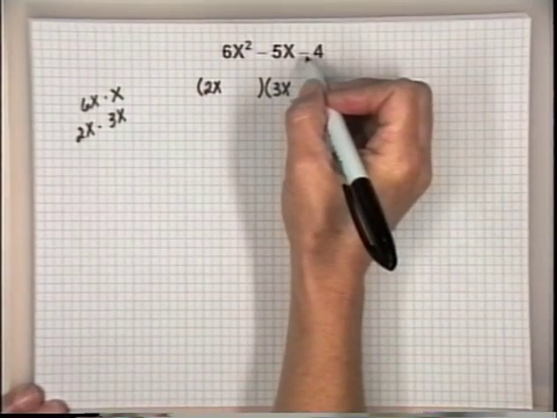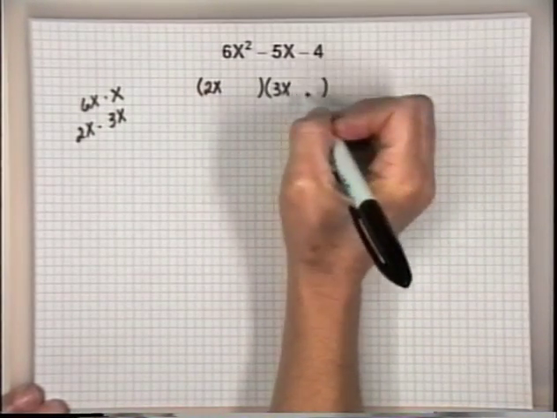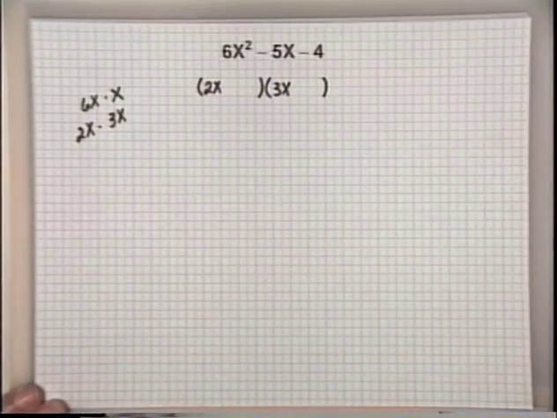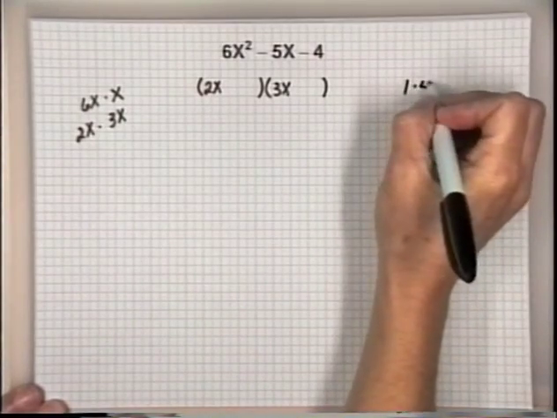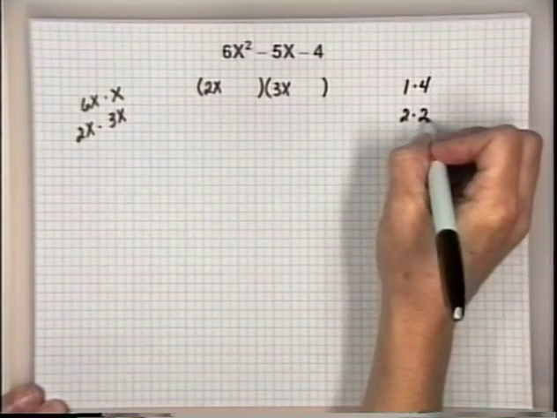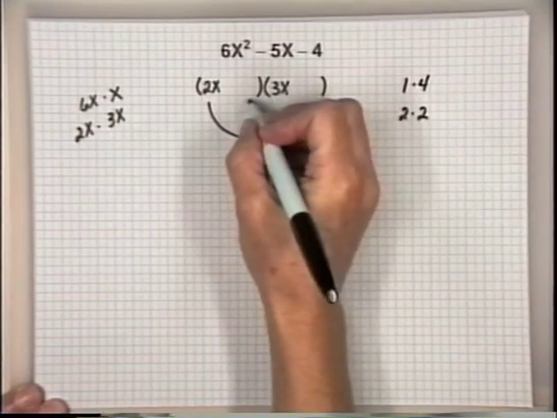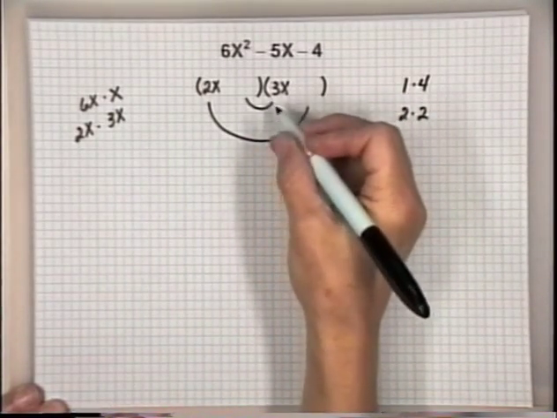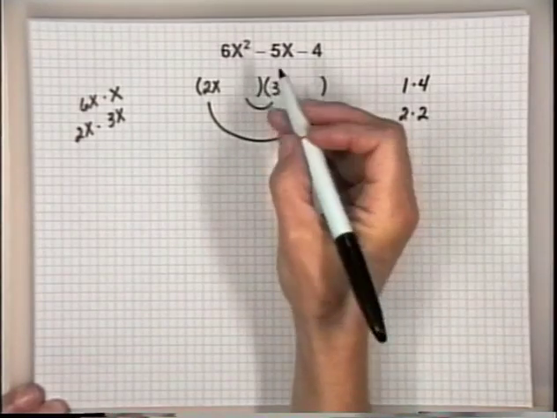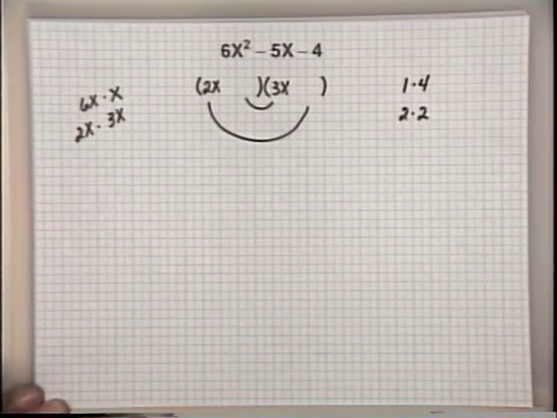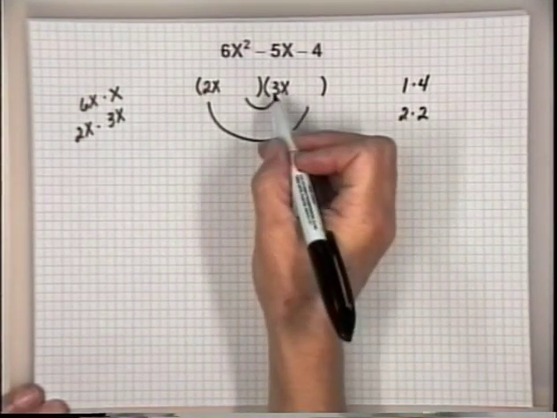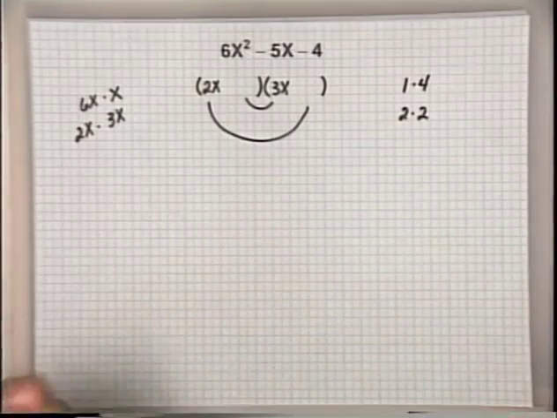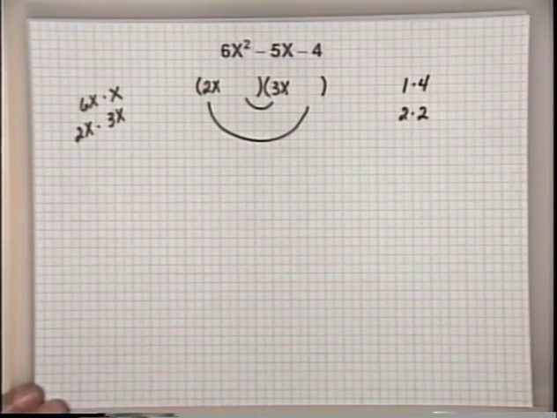I notice here that I'm going to have opposite signs, so again, I don't want to put those signs in until the very end. Choices of factors for this third term would be 1 times 4 or 2 times 2. With opposite signs, these outside and inside products will have opposite signs, so I need to find a difference of those products to be 5. The number I put here is going to be multiplied by 2, and the number I put here is going to be multiplied by 3. Let's see if we can arrange this to come up with a 5.